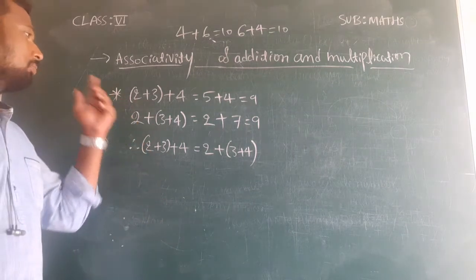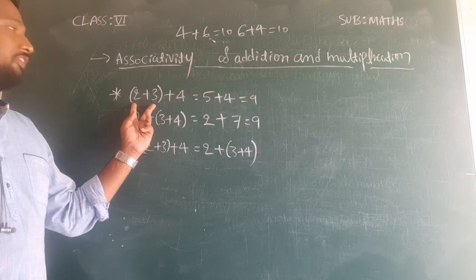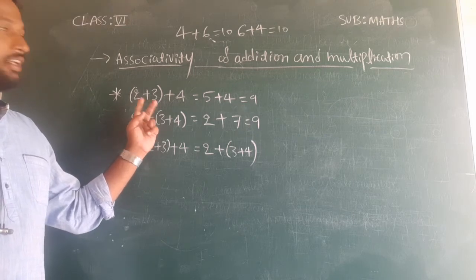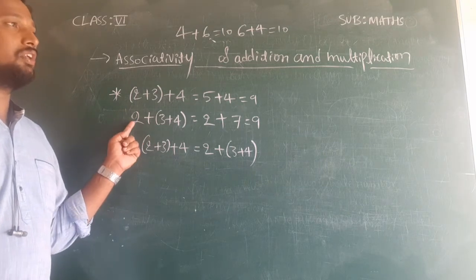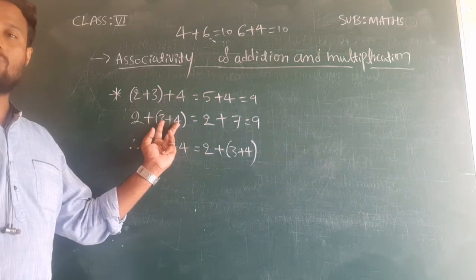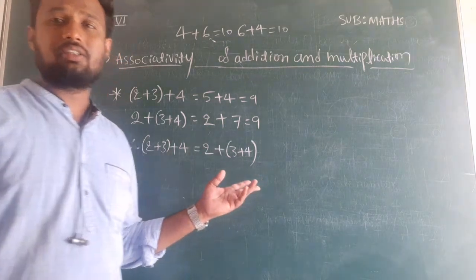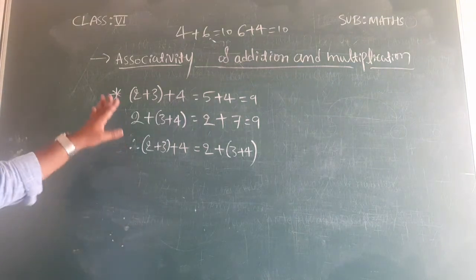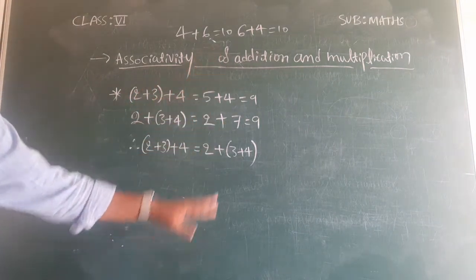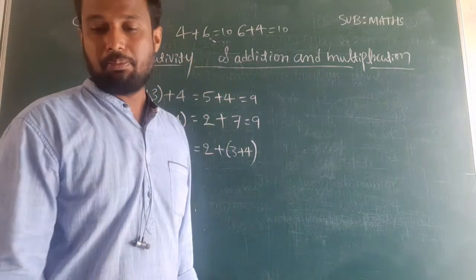This is about whole numbers. So in the first method we considered the first two values inside the bracket and the third value outside the bracket, and here we have written the first value outside the bracket and the next two values inside the bracket. In both cases we are getting the same answer, therefore these two are equal to each other. This is associativity of addition, and now we will see associativity of multiplication.